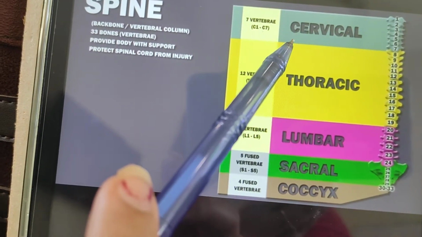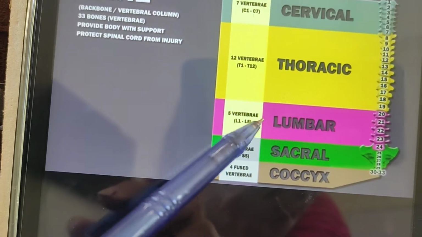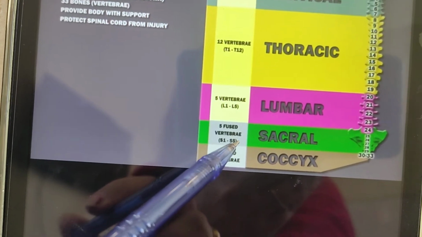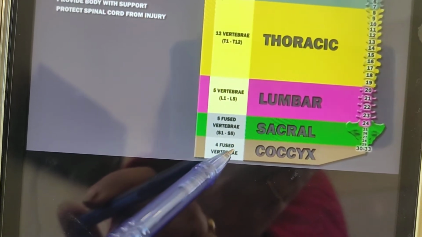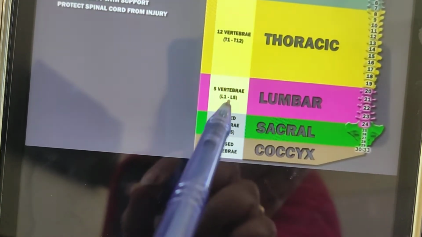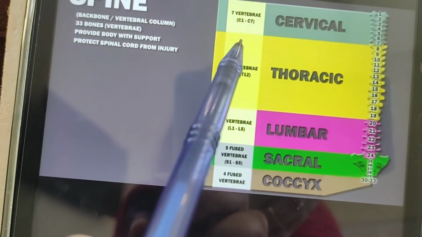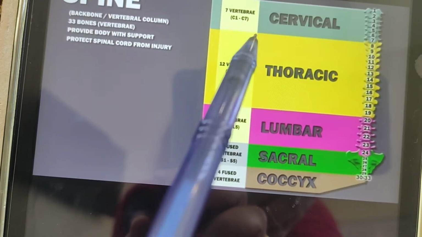There are a total of 7 cervical, 12 thoracic, and 5 lumbar vertebrae, while there are 5 fused sacral vertebrae and 4 coccyx vertebrae. The sacral and coccyx vertebrae are the fused vertebrae, while the others are joined by the intervertebral discs.